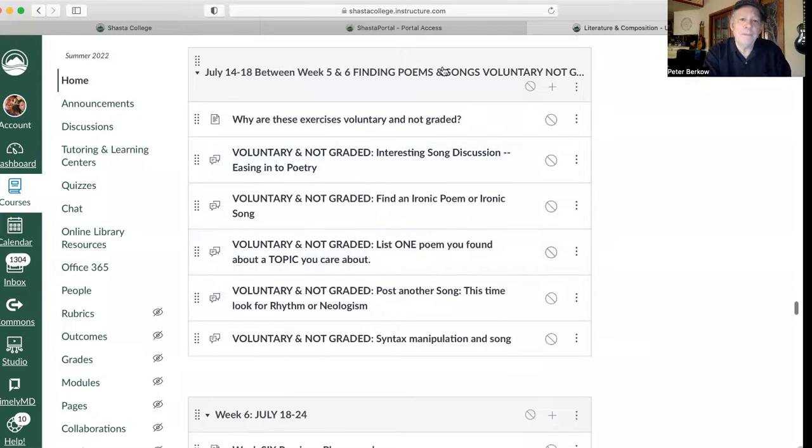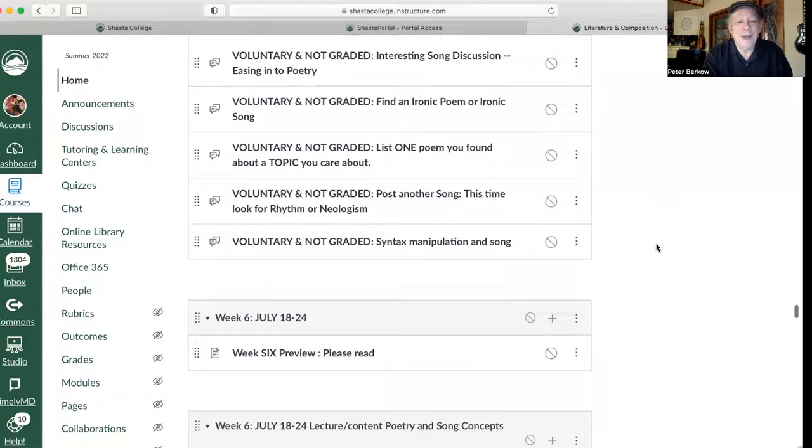And this is between week 5 and 6. Notice that they're labeled voluntary, not graded. You don't have to do them if you don't want to, but I also don't want to shortchange you. This is material that we actually usually require during the fall and spring semester to kind of help you decide what poem and song you want to write about.